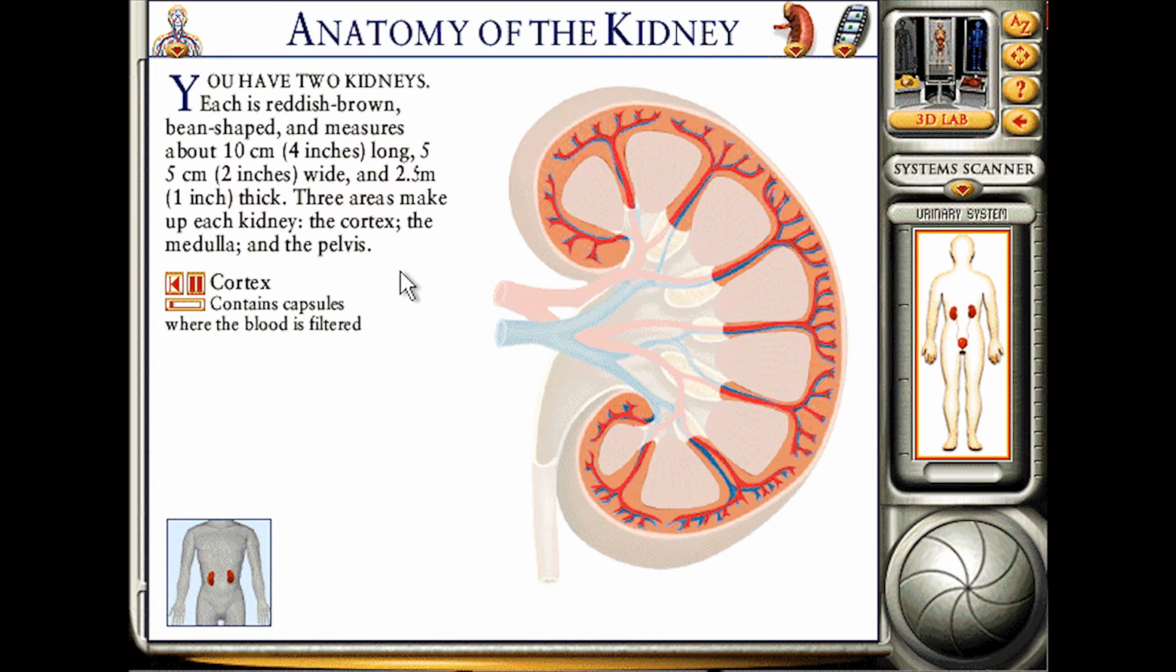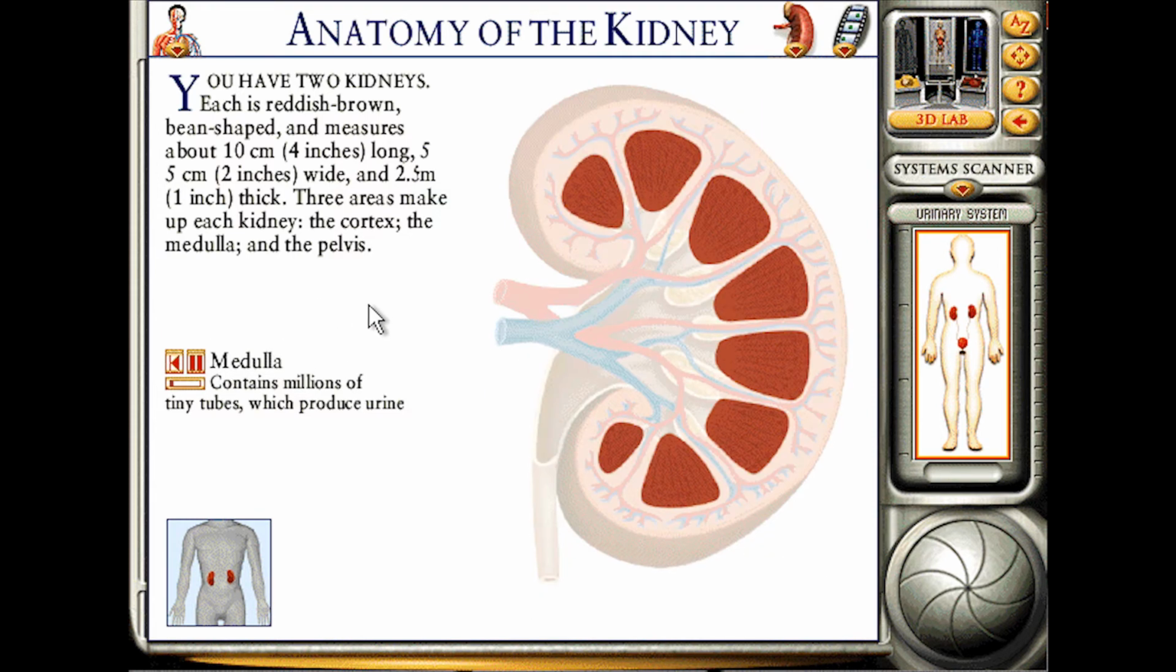The cortex is the pale red outer part of the kidney, protected by a covering or capsule. Both the cortex and the medulla contain millions of tiny tubes called nephrons that produce urine.